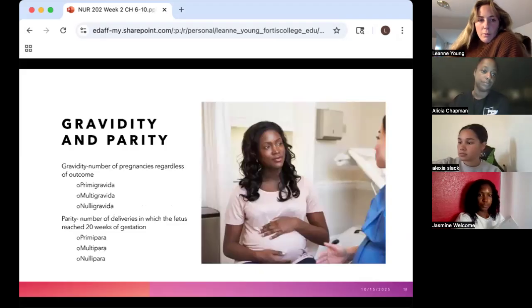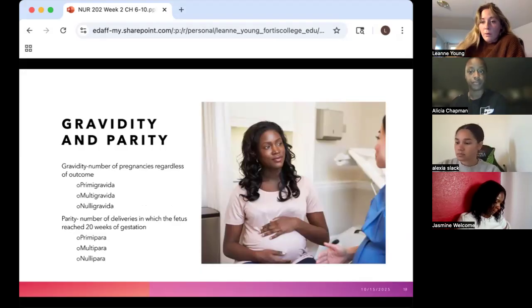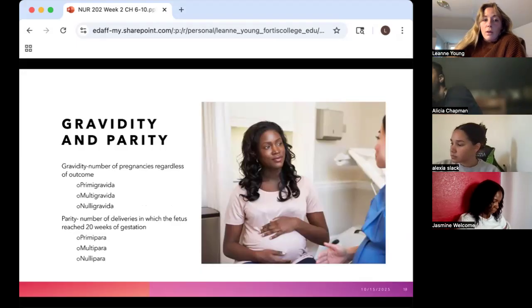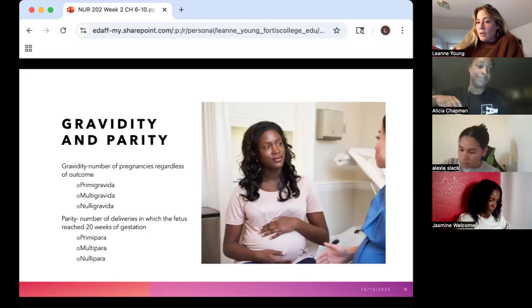So we're gonna go over gravity and parity because this is definitely going to be seen on your quizzes and exams. So make sure you get this down. Gravity is the number of pregnancies regardless of outcome. Even if a woman has had miscarriages, that is still a pregnancy, so you're counting that in their total pregnancies.